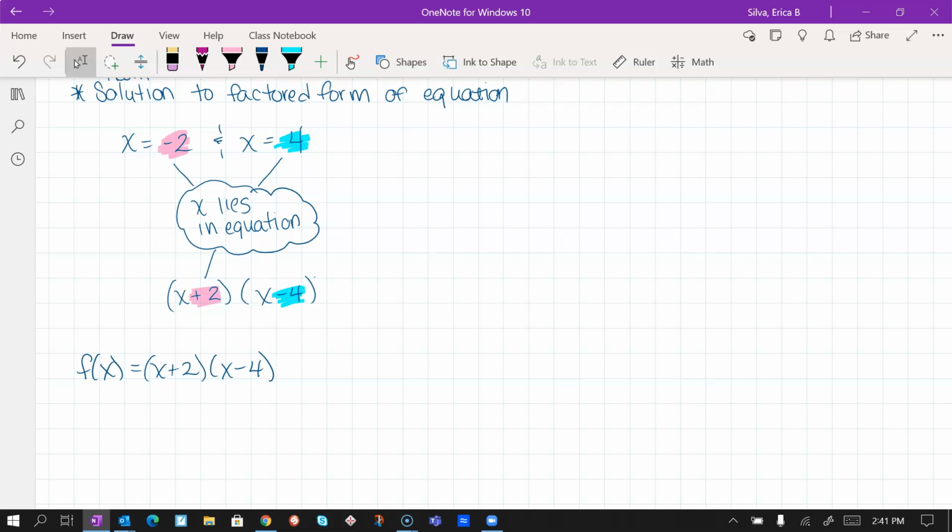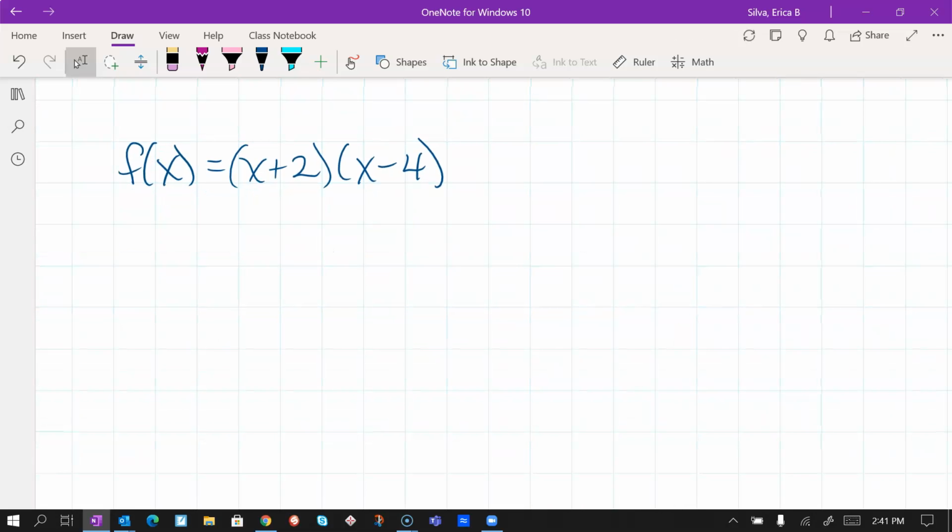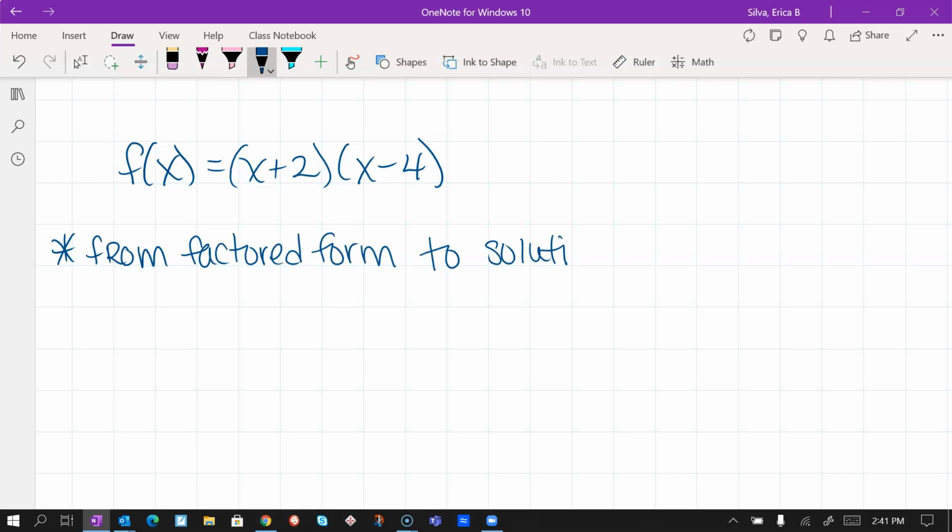So on Wednesday, we're going to be factoring from standard form, and then from the equation, we're going to find its solutions. So we're going to practice that here so you can see that we go back to our original solutions. So from here, we're going to go from factored form to solutions. Now for us to be able to do that, we need to set our equation equal to 0.